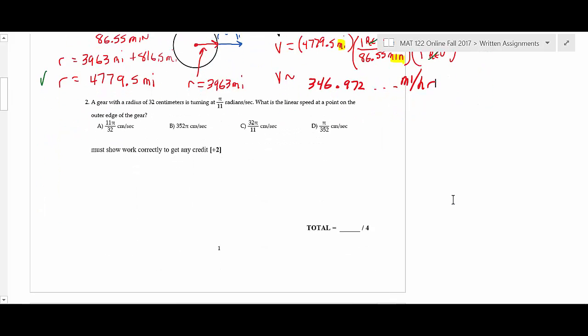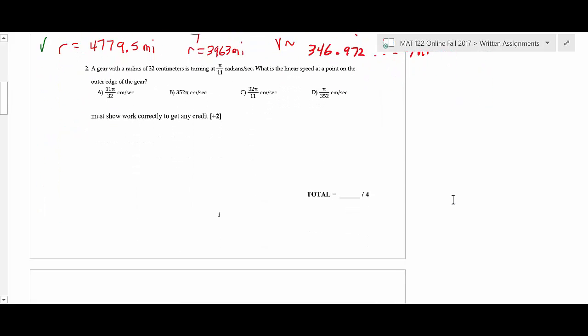Okay, next problem. Again, we're going to look at the same thing. It's a good idea to write down what you're given and then what you're going to try to find. This says you have a gear that has a radius of 32 centimeters. That's an important part of these problems: we have a radius, so that's centimeters.